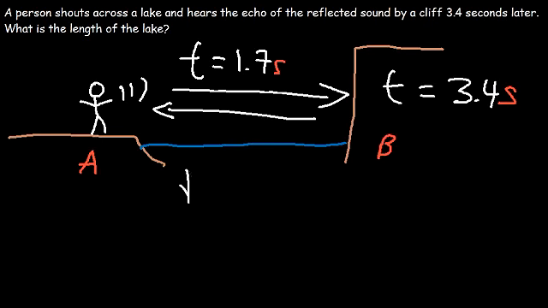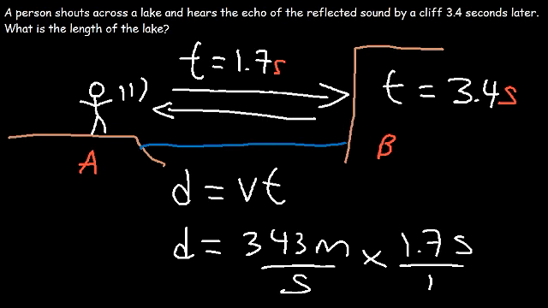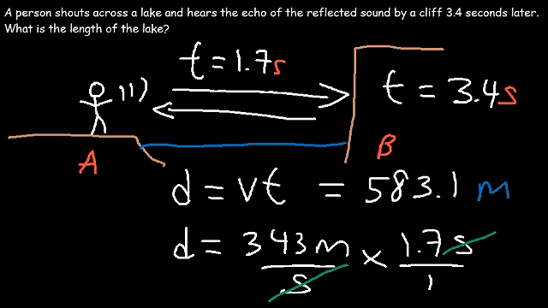So we can use the equation D is equal to VT. We're looking for the length of the lake, which is the distance that the sound travels from A to B. We know the speed of sound is 343 meters per second. And if it takes 1.7 seconds to go from A to B, then the distance that it travels is simply 343 times 1.7. So we can say that the length of the lake is 583.1 meters. So this is it.